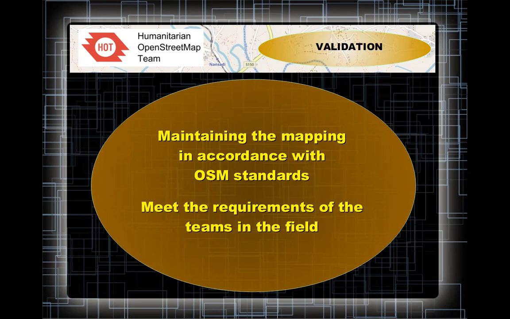But more importantly, we have to meet the requirements of the teams in the field. They're the ones who are requesting that we do this humanitarian or disaster mapping for a specific reason, whether it's for spraying homes for malaria elimination, whether it's for planning the next round of inoculations for illnesses and diseases, or whether it's a landslide in a remote part of Japan because of an earthquake. We will be mapping to meet the requirements of those teams in the field.